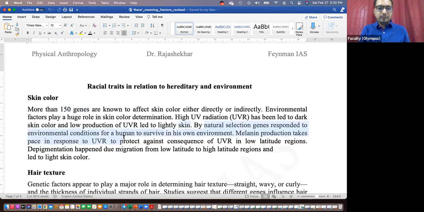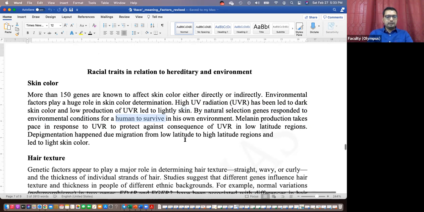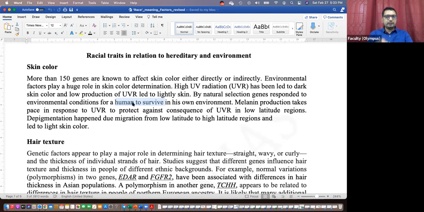Natural selection: genes responded to environmental conditions to help humans survive. So it is the environment that shaped the skin color using the genes that produce melanin pigment. So both environment with the help of genes shaped the color and the formation of the races and the color of the race. So this is something that you know, I just wanted to put in this context.